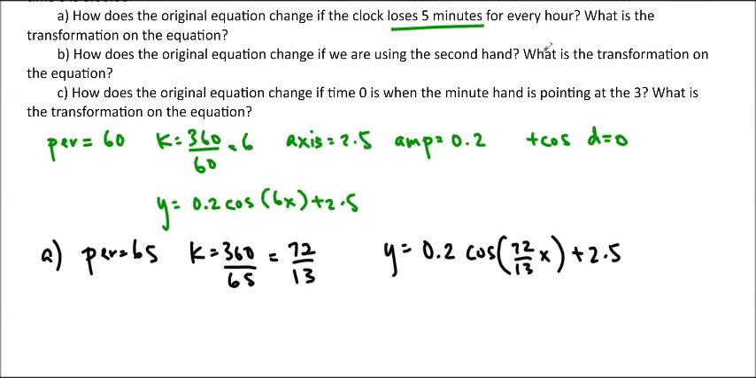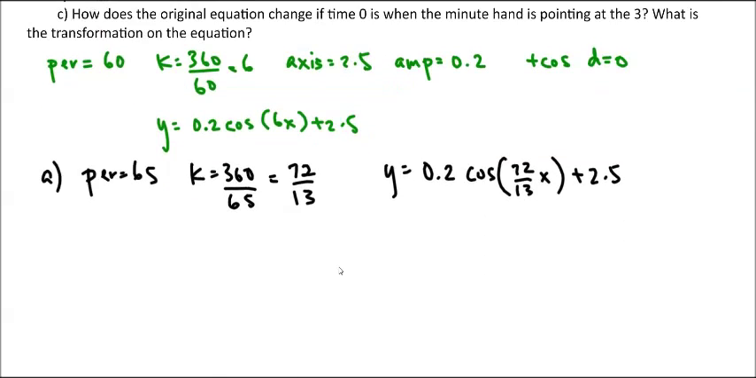Now the question asks us, what is the transformation on the equation? And you might think, oh, okay, well it's going to be a horizontal compression by 13 over 72.